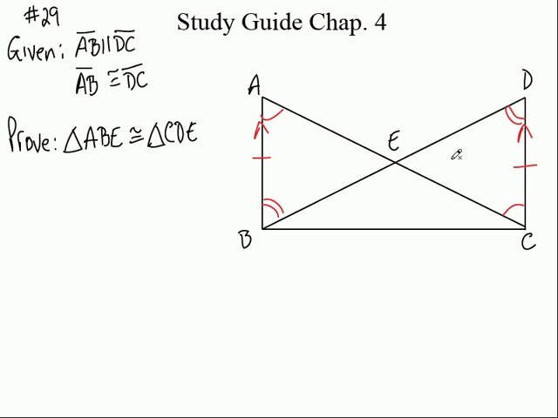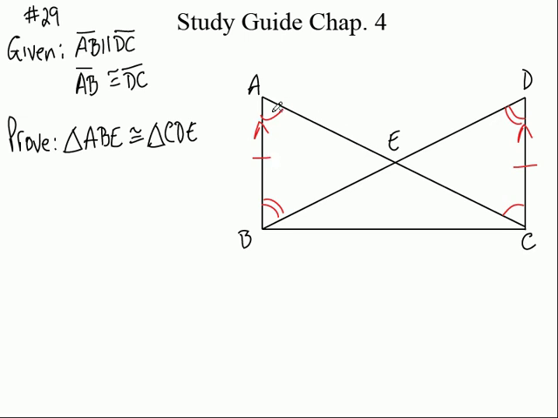Travis? Yeah, if you didn't want to go both alternate interior angles, you could have said this. If you didn't want to say that this angle was equal to this one right here, you could have said that these vertical angles are equal to each other, and then gone angle, angle, side. That would have been fine. You could have done that.